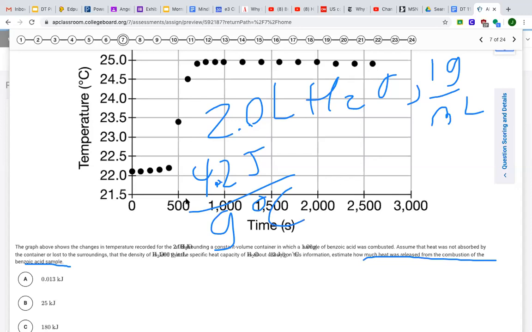Okay, so let's give this a shot. So you go from like 22 to 25. That's 3.